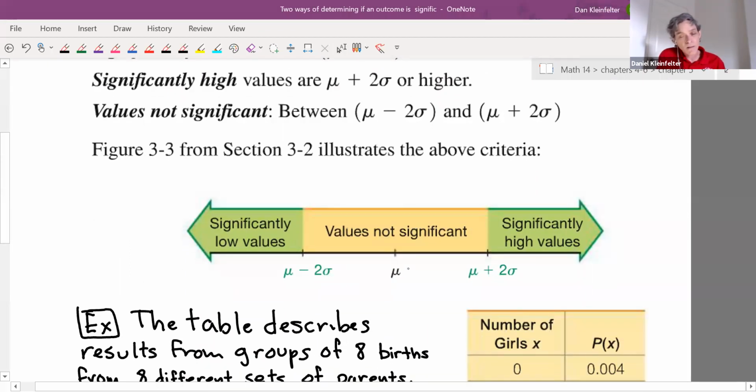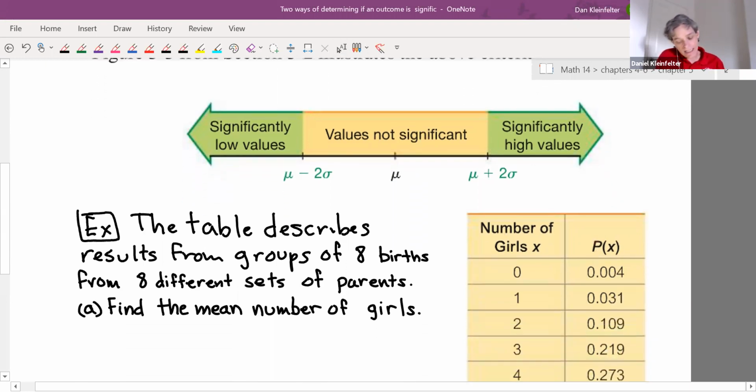We've got a mean, right? The sum of the xp of x's in this case. And if you go down by 2 standard deviations or up by 2 standard deviations, we're going to count those values as not being significant. But if we get lower than 2 standard deviations below the mean or higher than 2 standard deviations above the mean, we're going to call that significant. Okay, so let's see an example.